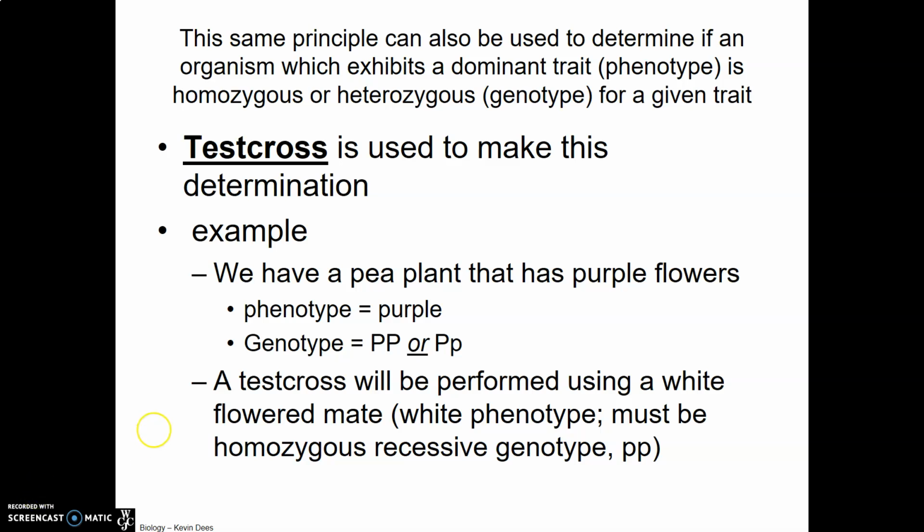Okay, in part 3 of this series from chapter 12, we're going to be looking at a test cross. So what happens if we have a pea plant that has purple flowers? Well, we know its phenotype is purple, but it could have two genotypes, homozygous dominant or heterozygous. So in order to determine the genotype of an unknown, you can do a test cross.